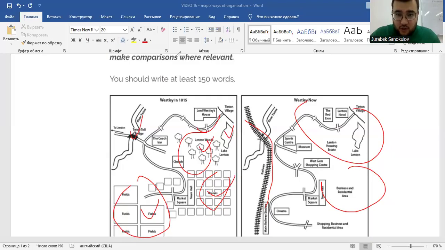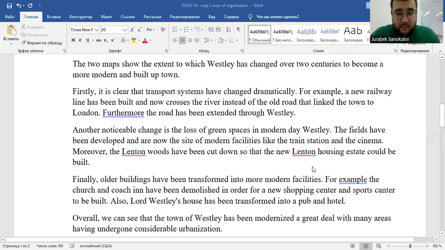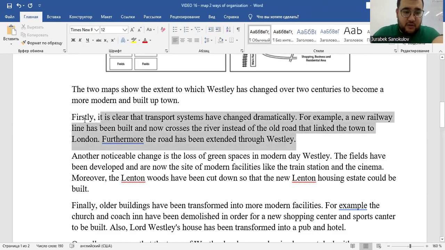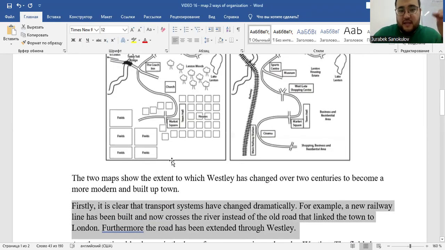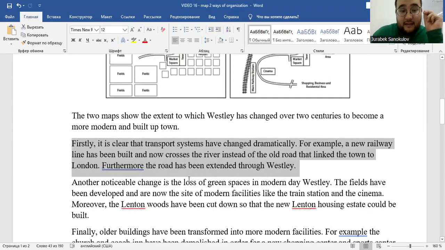Now I'm going to show you one essay written by probably an examiner, because it says that it's a Band 9 report. And I believe it's a Band 9 report. So let's look at the body paragraphs here. This report uses the first approach. They decided to compare the changes. They didn't describe the first map in the first body paragraph and the second map in the second body paragraph. They decided to mix the changes. But look at the logic.